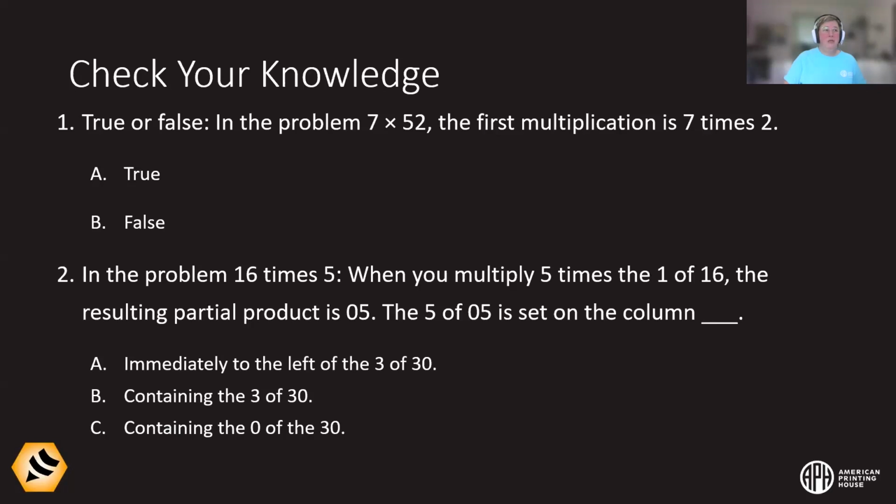Okay, I'm going to end the poll. I'm going to share the results just so that you have the answers. It is true, if you're doing 7 times 52, the first multiplication is 7 times 2. The 52 we've placed as our multiplier with the 2.